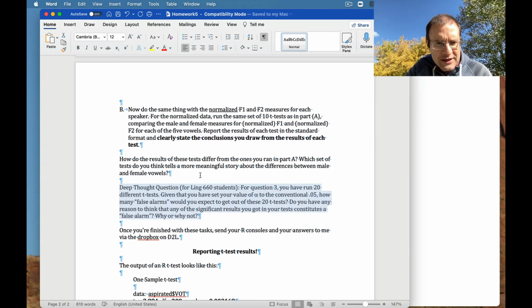There's also a deep thought question for the grad students. So for question 3, you've run 20 different t-tests. Given that you have set your value of alpha to the conventional 0.05, how many false alarms would you expect to get out of those 20 t-tests? Do you have any reason to think that any of the significant results you got in your tests constitutes a false alarm? Why or why not?